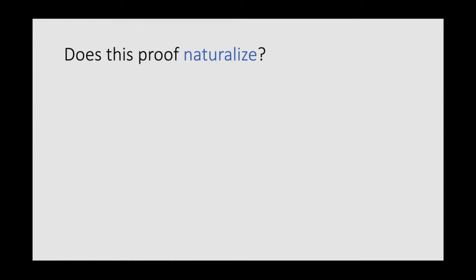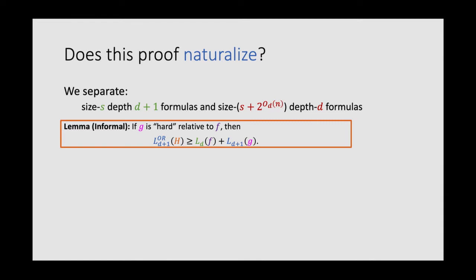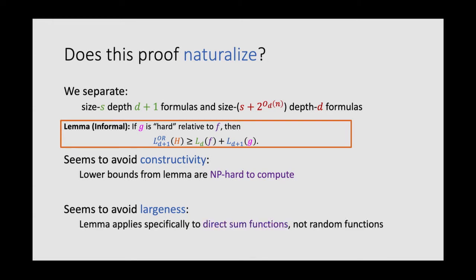So one question you can ask is, does this proof naturalize? We separate one class of formulas, with certain depth and size, from another class of formulas. What's interesting is that it doesn't really fit into this natural proof framework. It doesn't seem to be very constructive, because the quantities involved are NP-hard to compute. It seems to avoid largeness because the lower bounds only apply to these very special direct sum functions, not to random functions. And yeah, I don't know, it doesn't really seem to fit into this framework.